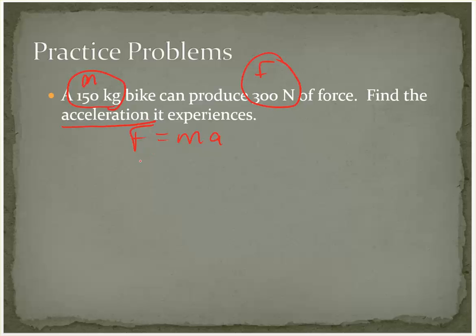Okay, if you did pause it, let's see if you got the right answer. If you didn't, we're going to see if we can't calculate it. The force is 300 newtons. The mass is 150. Solve for A. Well, we divide both sides by 150, and A turns out to be 2 meters per second squared.